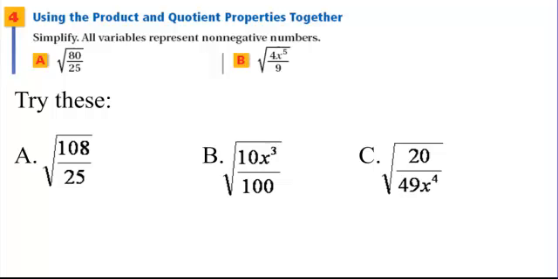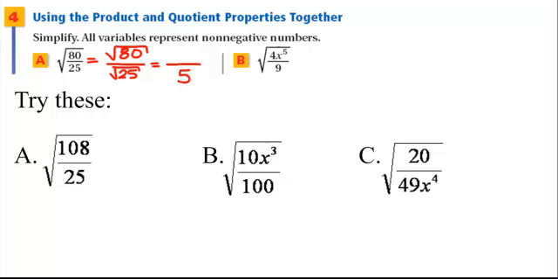Now we could simplify that, but a number that goes into both of them is 5. And 5 goes into 80 a weird number of times. It's not a perfect square. And 25 already is a perfect square. So for a problem like this, it makes sense to break it up first, to get the square root of 80 divided by the square root of 25. And then the number on the bottom becomes a nice pretty 5.